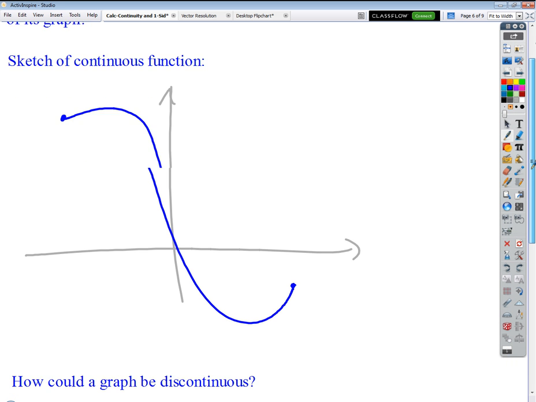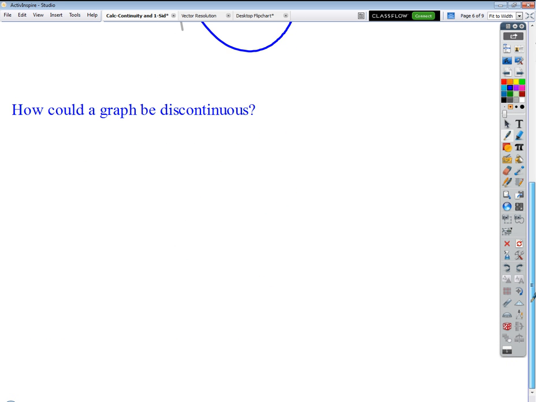So we're going to take this idea and make it more abstract. Let's first start off with a little conversation here. How could a graph be discontinuous? What are some ideas? Raise your hands. Throw some ideas out. Yes, ma'am. A break in the function. Could have a break in the function. Sure, that would work, wouldn't it? What else?